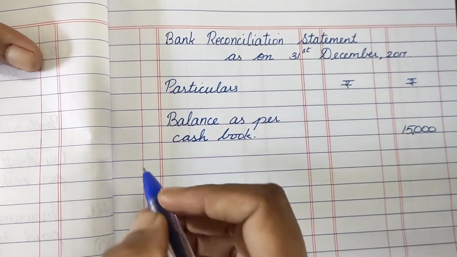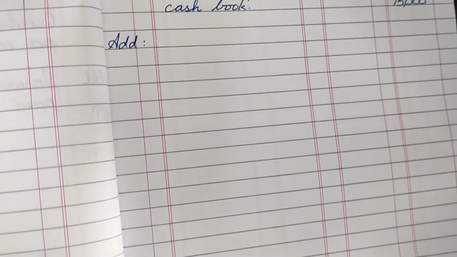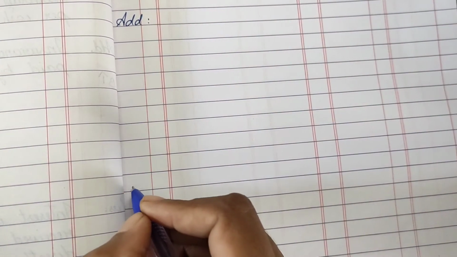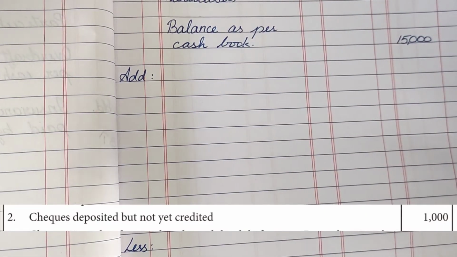So roughly around 7 transactions we have. So I'm going to give add and leave around 7 lines or half of the page, and next I'm going to include the less categories. Now we can move on to the transactions.